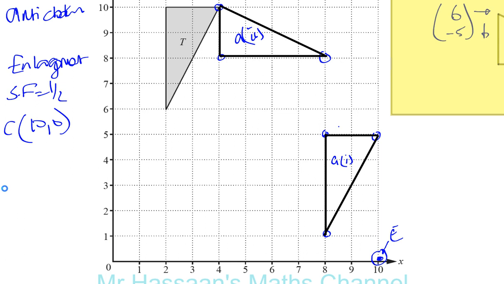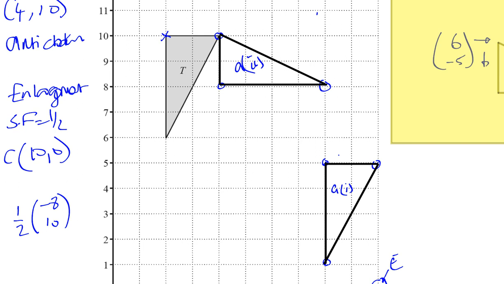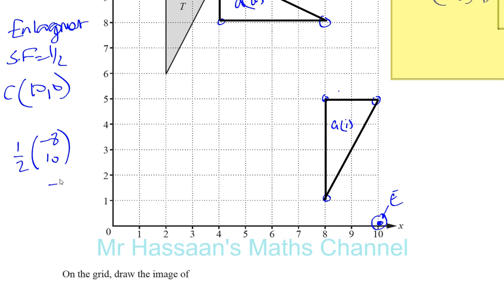How do I get from the center of enlargement to where it is right now? Well, I've got to go -8 and +10. So to get from the center of enlargement to this point, I've got to go 8 spaces to the left and 10 spaces upwards. I need to multiply that by the scale factor, which is +1/2. So if I multiply this vector by 1/2, we get -4 and 5.